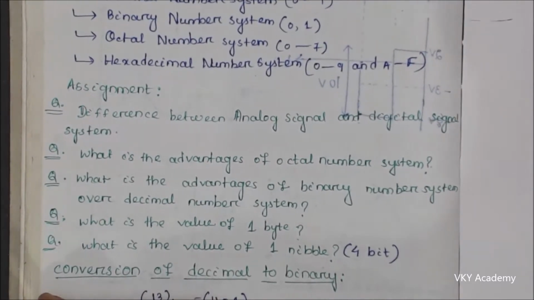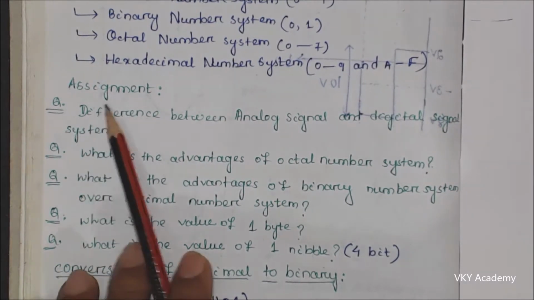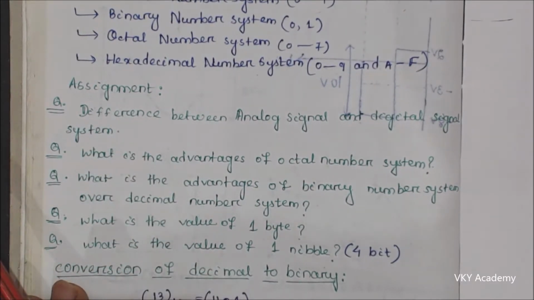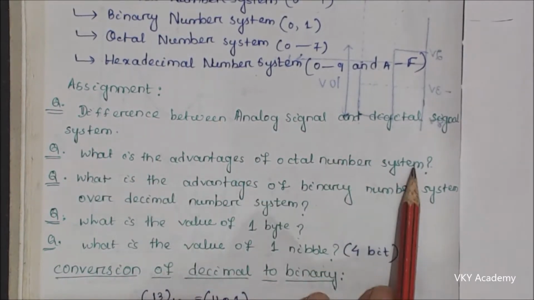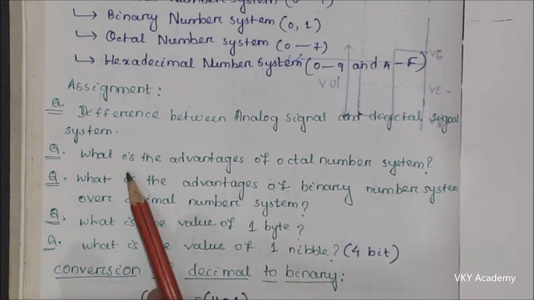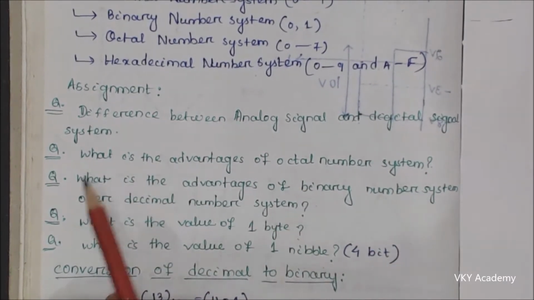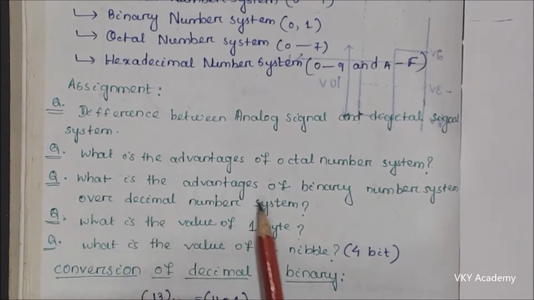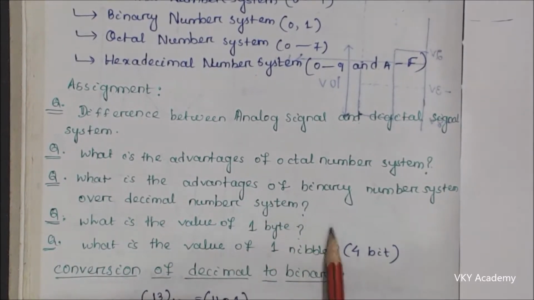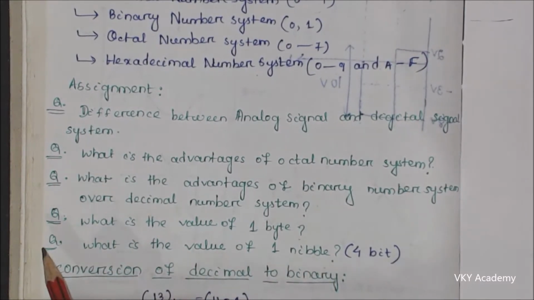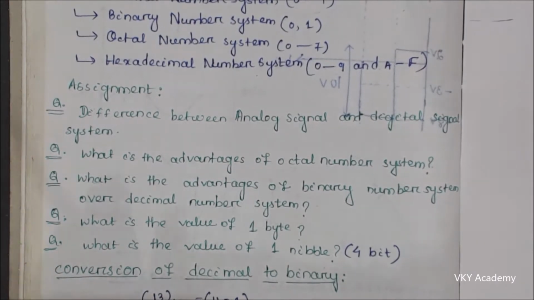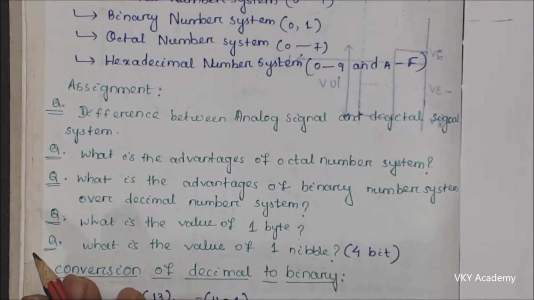Now this topic is very important from the semester point of view, as well as for competitive examinations. So these are some assignment questions which are useful for semester examination. The first question is, what are the differences between analog signal and digital signal? Second one is, what are the advantages of octal number system? Third one is, what are the advantages of binary number system over decimal number system? Next one is, what is the value of 1 byte? And what is the value of 1 nibble? Okay, so these are the basic questions from digital electronics.